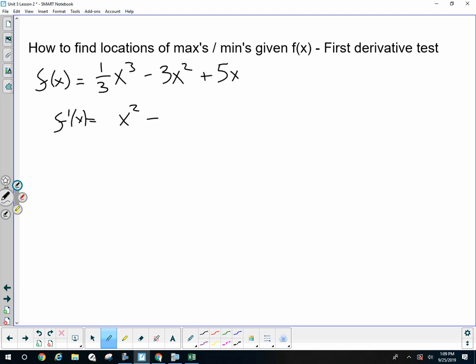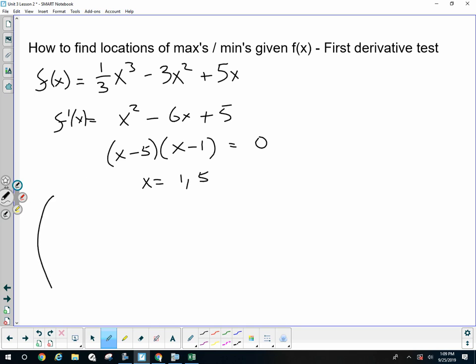We get x squared minus 6x plus 5. I'm going to factor it: x minus 5, x minus 1. And set that equal to 0. I get 1 and 5. Well, great. How do I know if that's going to be a max or a min? What we're going to do, the extra step today, is produce a sign analysis.